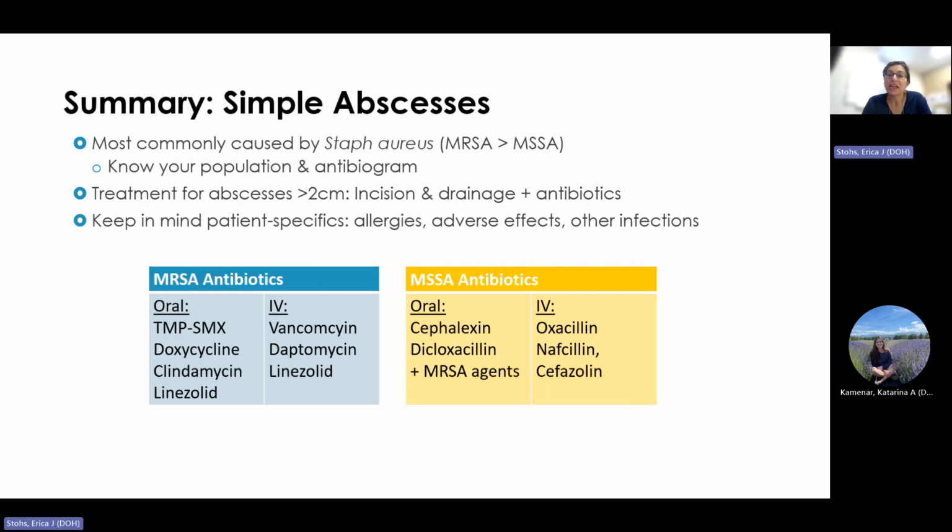If your patient or resident is known to have an MSSA and not MRSA history, you may go straight to the MSSA antibiotics. Those would be cephalexin and dicloxacillin. IV options are oxacillin, nafcillin, and cefazolin. Again, if the patient or resident does not have a history of one particular Staph aureus, you want to opt for coverage for MRSA.